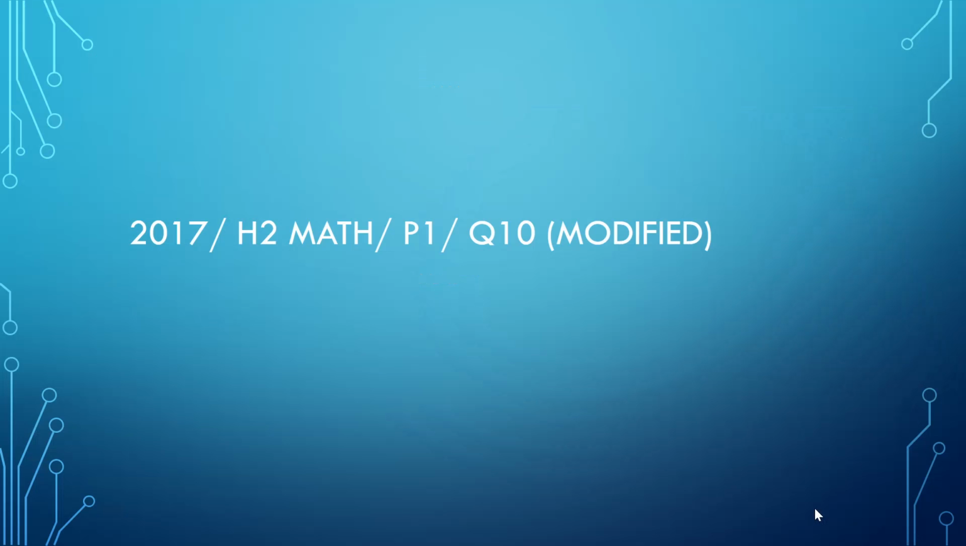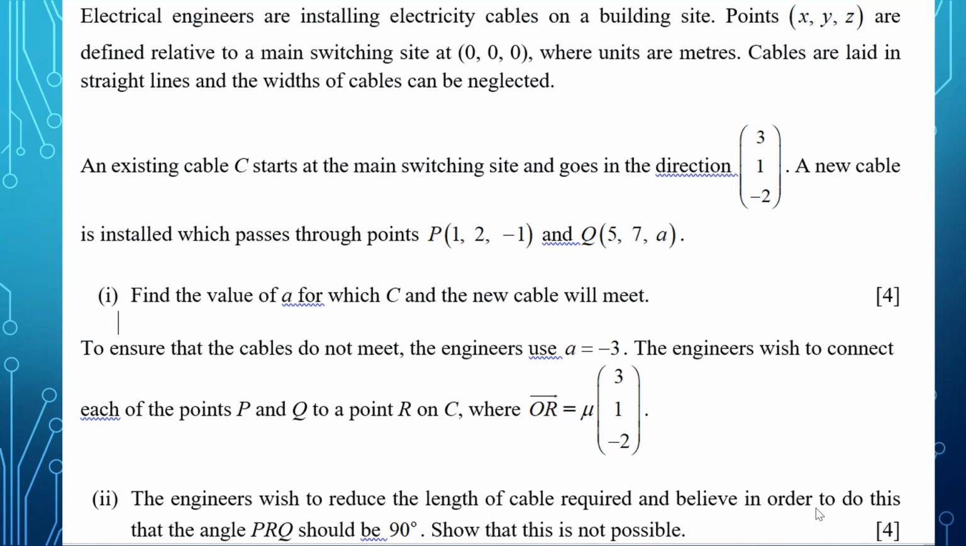For this module on the revision package, we'll be handling vectors. The question that we've chosen to use is the 2017 A-Level Paper 1, question number 10. We have modified this question such that it is relevant to your CT1. This is the modified question from your CT1.